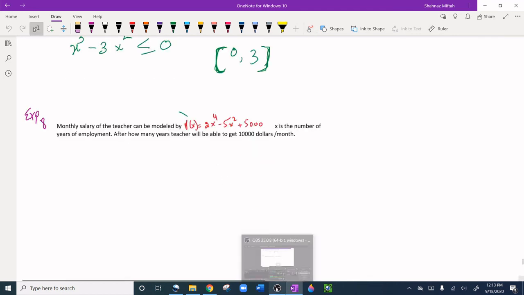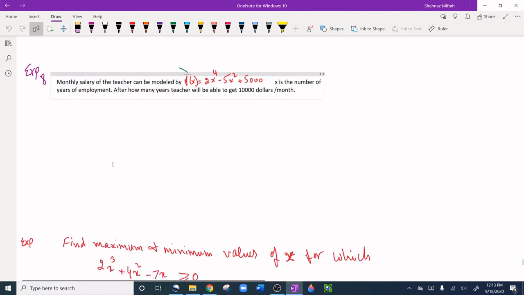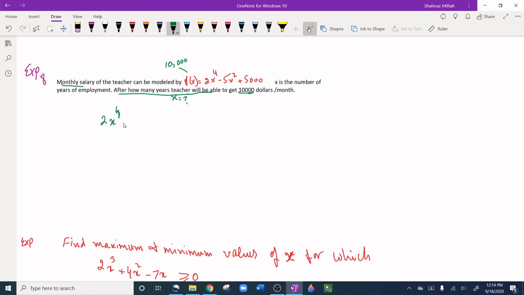So example number 8, let's try this question, a word problem. Monthly salary of the teacher can be modeled by the function, where x is the number of years of employment. After how many years will the teacher be able to get $10,000 per month? Now, how many years the teacher will be able to, that's the x that we are looking for. What is this 10,000? That's the dollars per month, and you know monthly salary is the function. So this 10,000 is f of x. So I'm going to write my function. It's 2x to the power 4 minus 5x squared plus 5,000 equals 10,000.